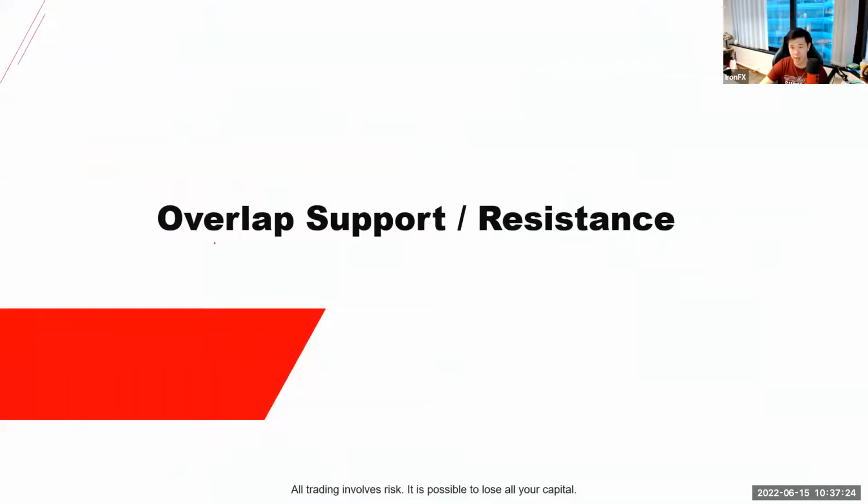Okay, now let's go back. One thing I want to teach you guys next is the overlap. Previously we were talking about pullback. Now we're going to talk about overlap. What exactly is overlap?